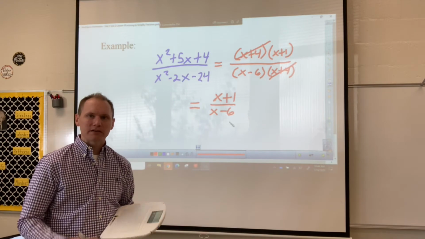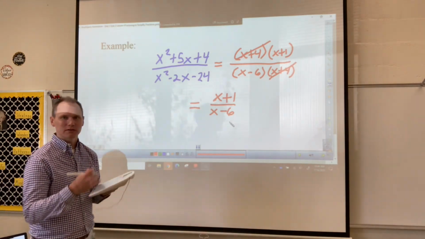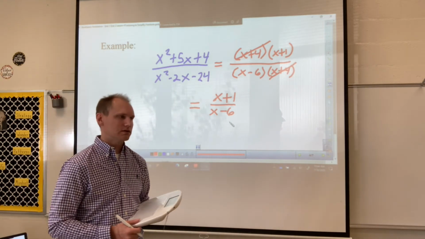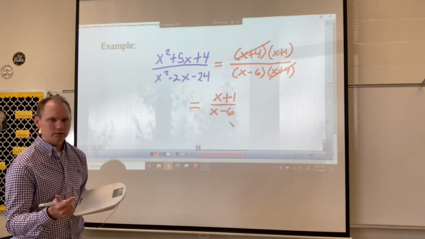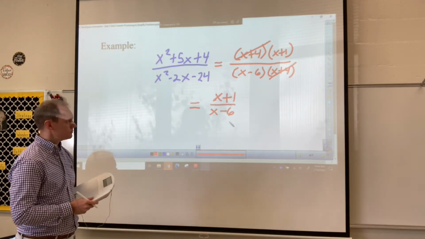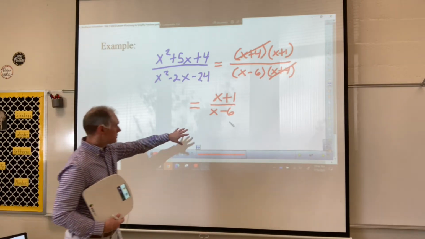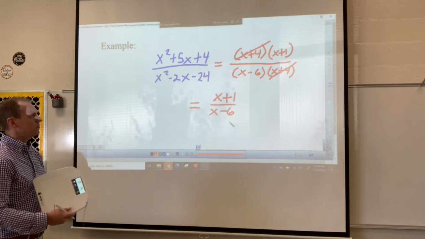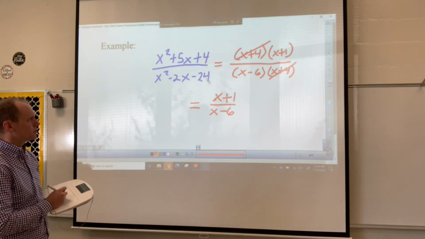So that's kind of how we do this. The overall process is to factor, find a common factor, and then reduce and see what's left. Any questions about that? So particularly, you leave it as x plus 1 over x minus 6? Yes. Oh, okay. Yep. One thing that you might want to mention here is some of the restrictions.